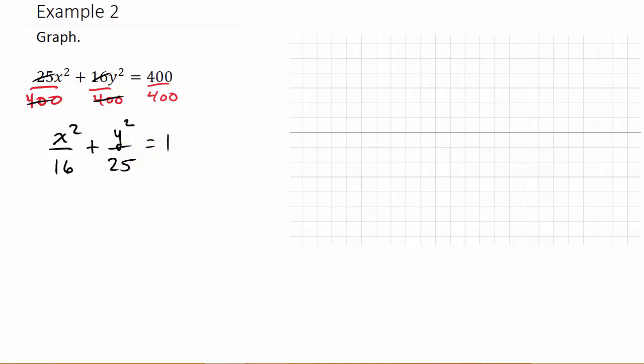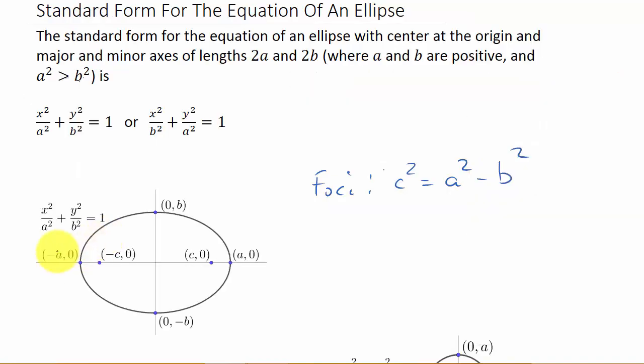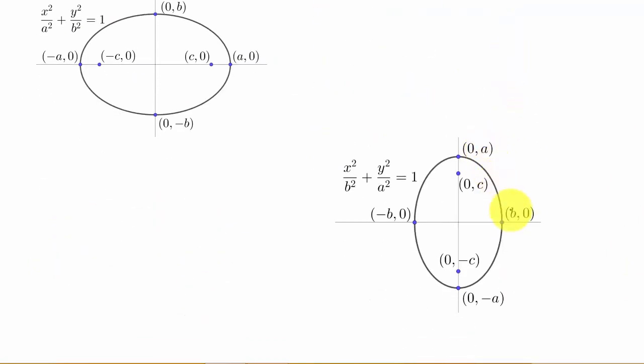All right, so now we're ready to find a and b, because remember, we need to know a and we need to know b. Now, if you notice in our problem, we had 16 here and 25 here. So our ellipse is going to look like this. The larger number is under the y squared, so that means our major axis is vertical. So here's our a values and here's our b values.